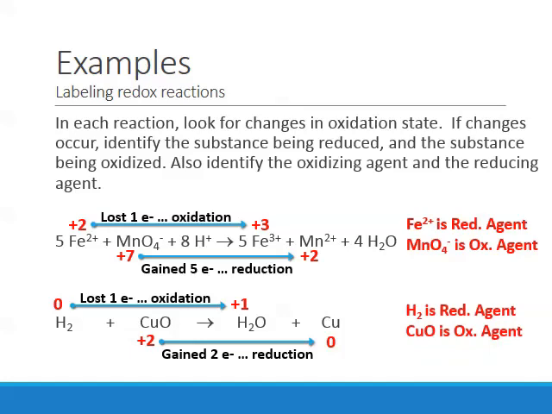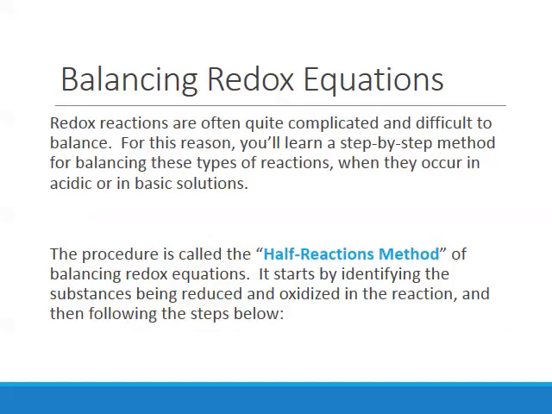So hydrogen has been oxidized, so it's the reducing agent. Copper oxide has been reduced, so it is the oxidizing agent. All right, that pretty much ends the fundamental introductory concepts in this unit. We're going to look now at a really important skill, that's balancing redox equations.